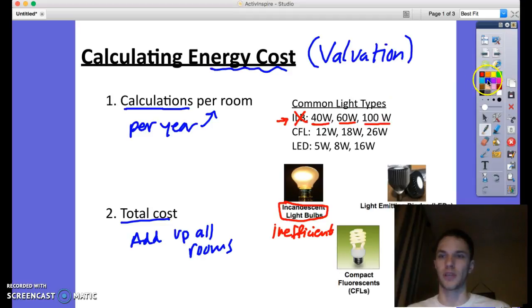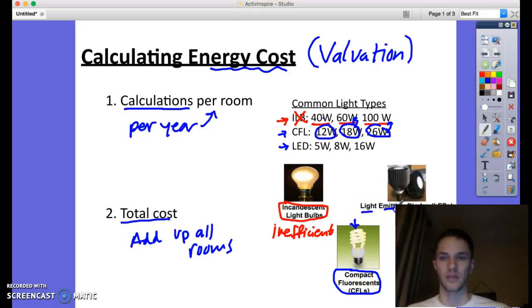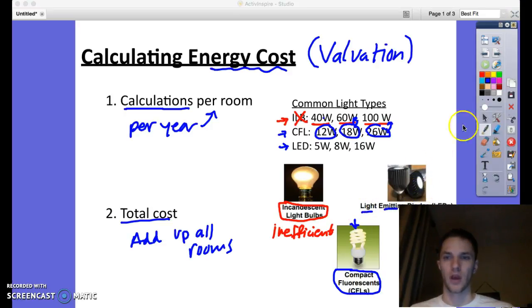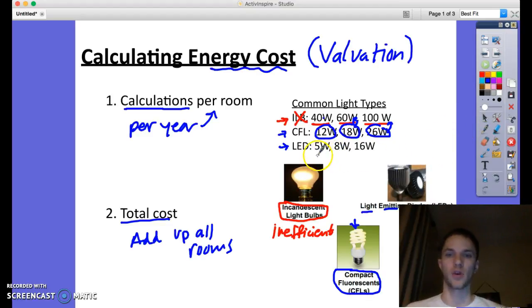We need to choose between either CFLs or LEDs. CFLs are compact fluorescent light bulbs, as you might see down here. This might look a little bit more familiar to you nowadays. A 40-watt bulb in an incandescent is about 12 watts in a CFL, 18 corresponds to 60, and 26 corresponds to 100. And for LEDs, which are light-emitting diodes, which are also becoming more common because they're more energy efficient and cost less, the equivalent wattage would be 5 watts, 8 watts, and 16 watts.